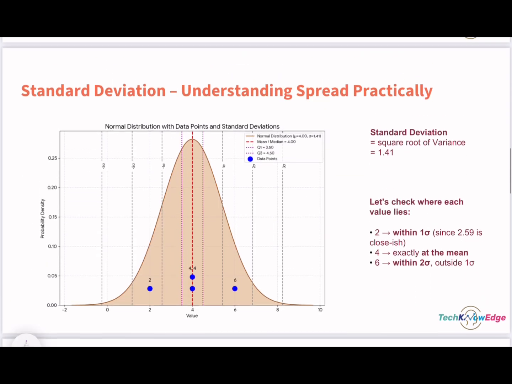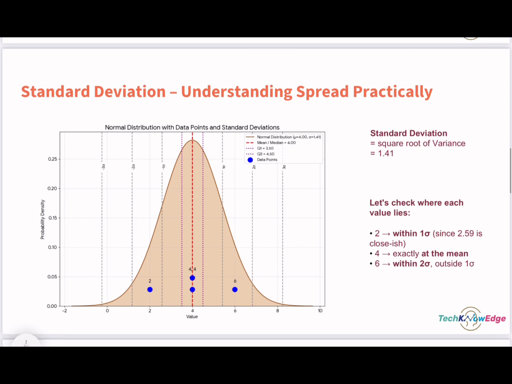Next is standard deviation, understanding spread practically. So let's break down this normal distribution using a real example, the dataset 2, 4, 4, and 6. We have plotted these 4 data points on the classic bell-shaped curve, also known as normal distribution. The mean or average of this dataset is 4.